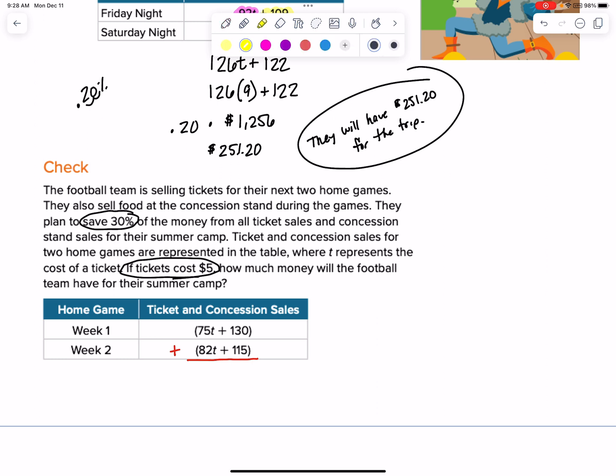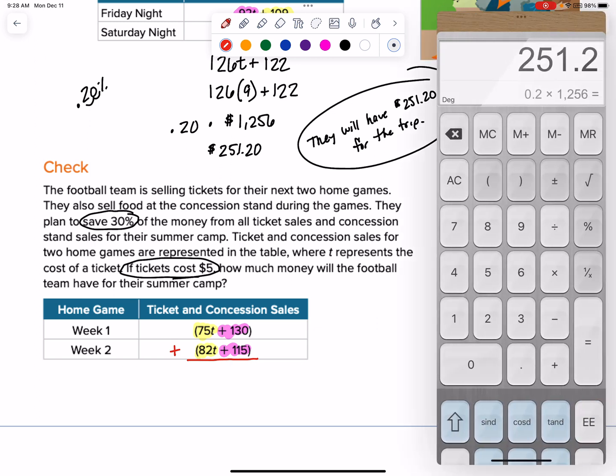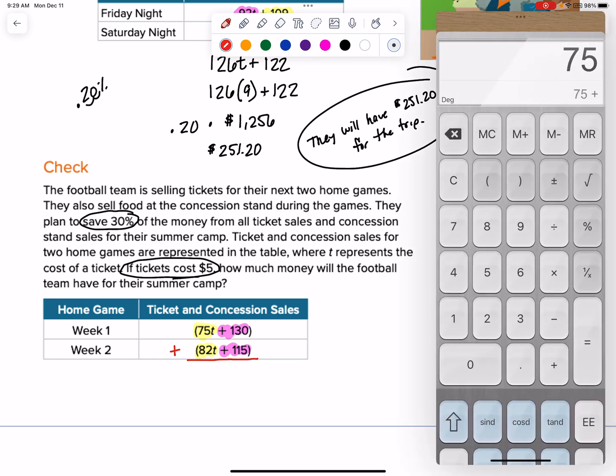Okay, all right, so I'm adding up the 2 days. Highlighting my like terms. This is a requirement of you. Even if it's a simple one, do it anyway. It's all about the habit. So we're adding up our T club, 75 plus 82, and we have 157T. And then we're adding up our constant, so 130 plus 115, and we have 245.